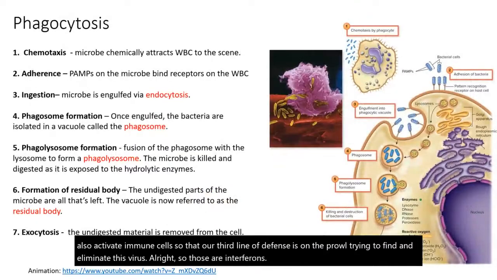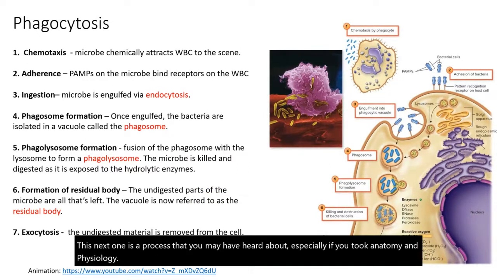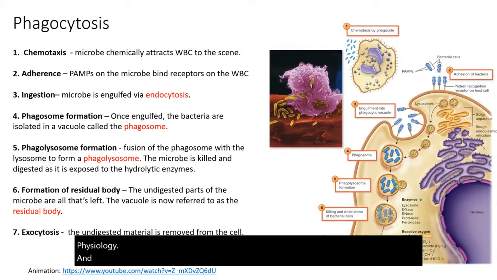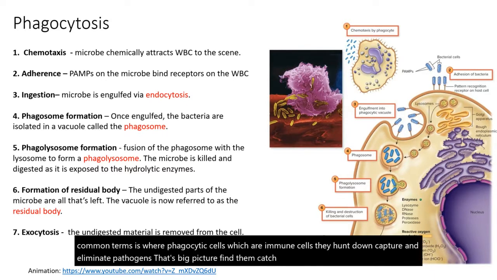This next one is a process that you may have heard about, especially if you took anatomy and physiology. And this process is called phagocytosis. Essentially, in more common terms, it is where phagocytic cells, which are immune cells, hunt down, capture, and eliminate pathogens. That's the big picture. Find them, catch them, eliminate them.